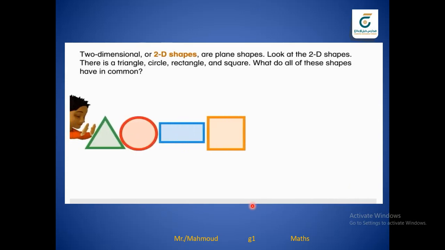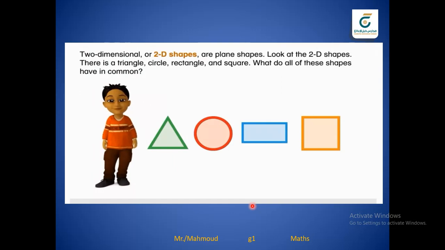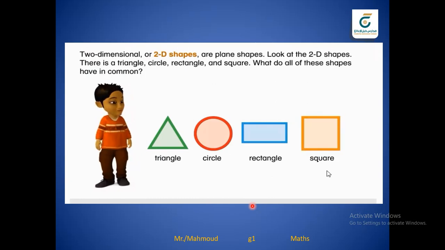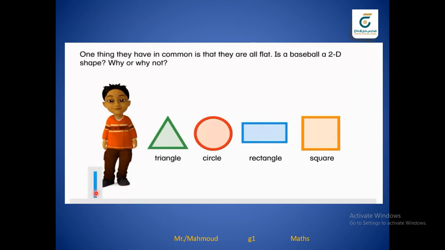Two-dimensional or 2D shapes are plane shapes. Look at the 2D shapes. There is a triangle, circle, rectangle, and square. What do all of these shapes have in common? One thing they have in common is that they are all flat.